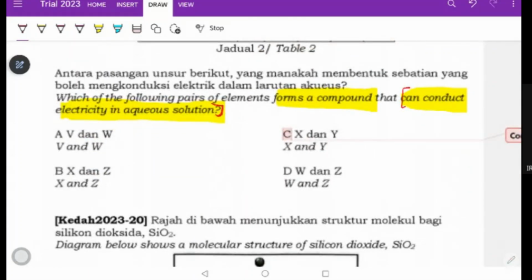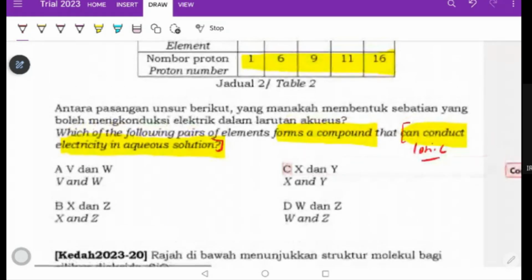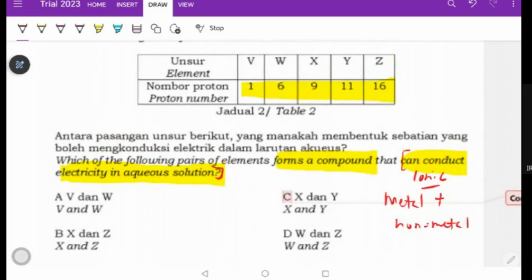It can conduct electricity in aqueous state. So what type of compound is this? Ionic, yes. So which one is ionic? Ionic must be metal with non-metal. Which one is metal, class? We find out first.